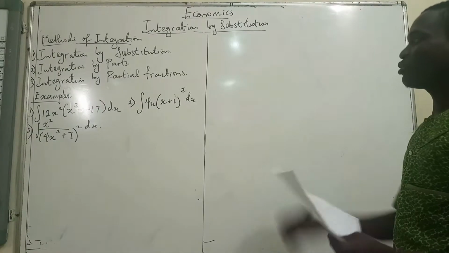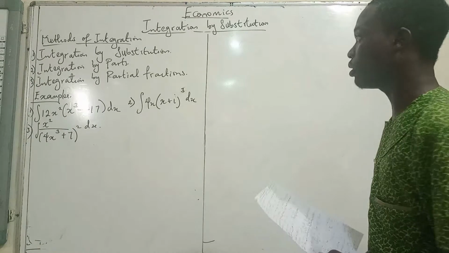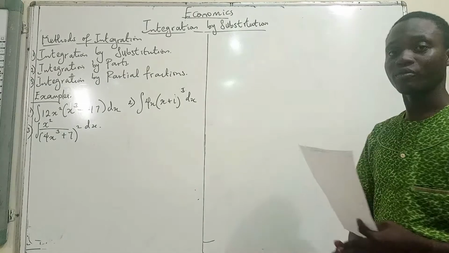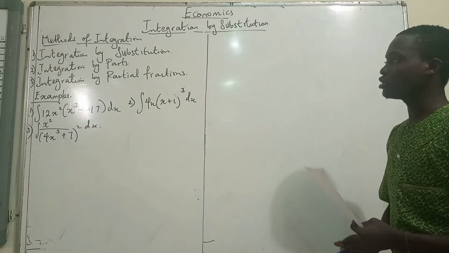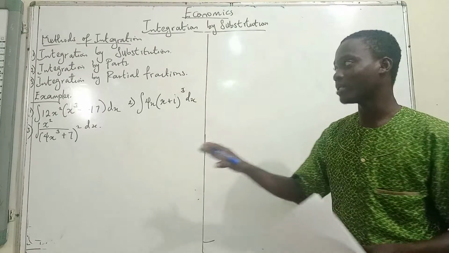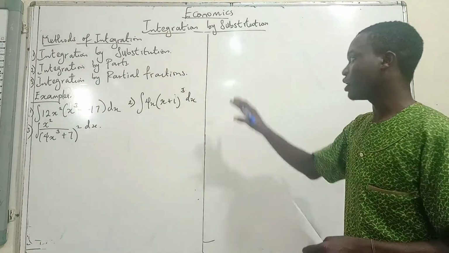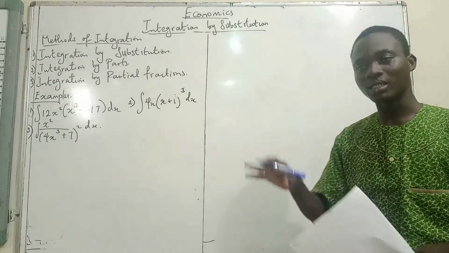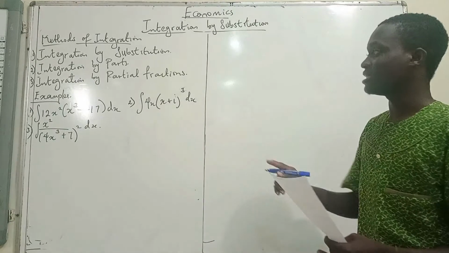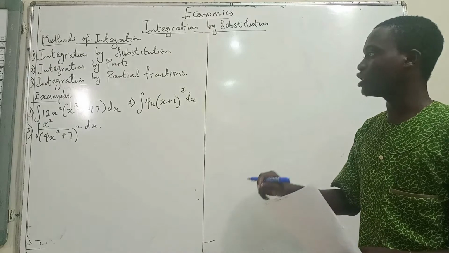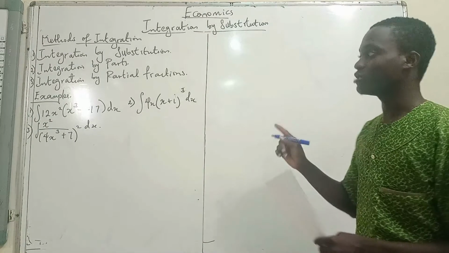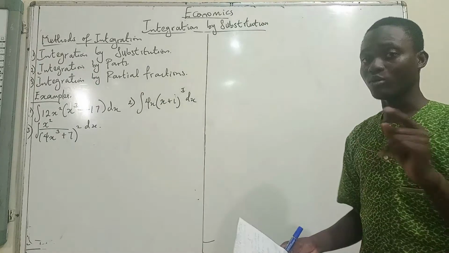So methods of integration: we have integration by substitution. That's number 1. Then the second is integration by parts. And the third is integration by partial fractions. Now we are not going to do integration by partial fractions because that is left to students in the engineering department as well as mathematics. We only make use of those things that we need in economics for the time being. So we're talking about integration by substitution as well as integration by parts. In this video, it's only going to be integration by substitution, and in the subsequent video, it's going to be integration by parts. And I would love to have you around.